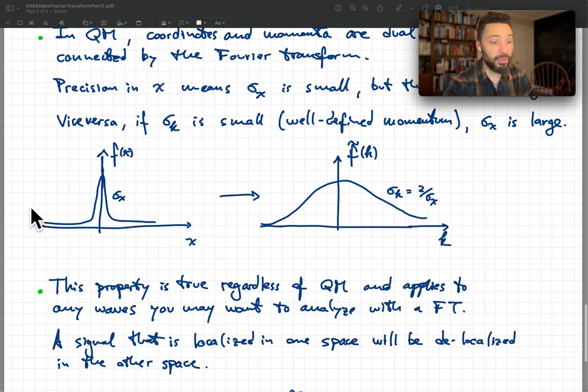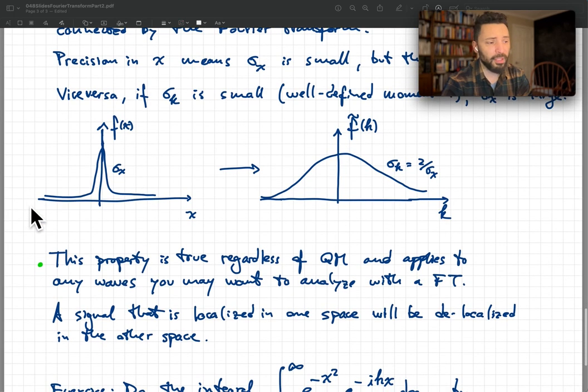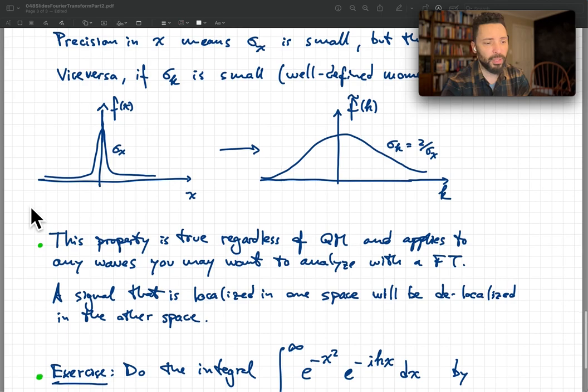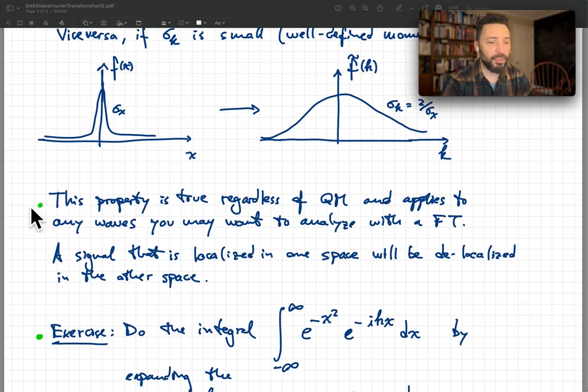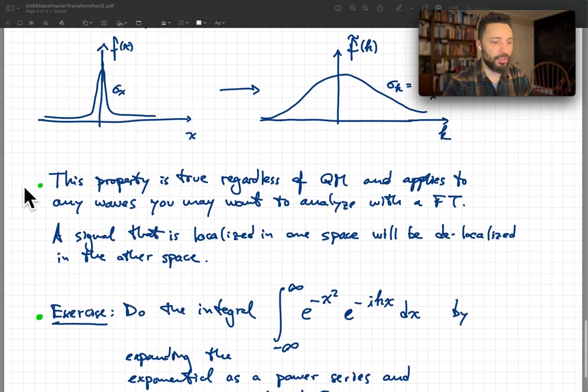This property really holds regardless of quantum mechanics. It simply applies to waves or any signal you want to analyze with a Fourier transform. A signal that is very localized in one space will be highly delocalized in the other space. So no matter if you're talking about x space or k space, if it's localized in one space, it's delocalized in the other space, and vice versa.